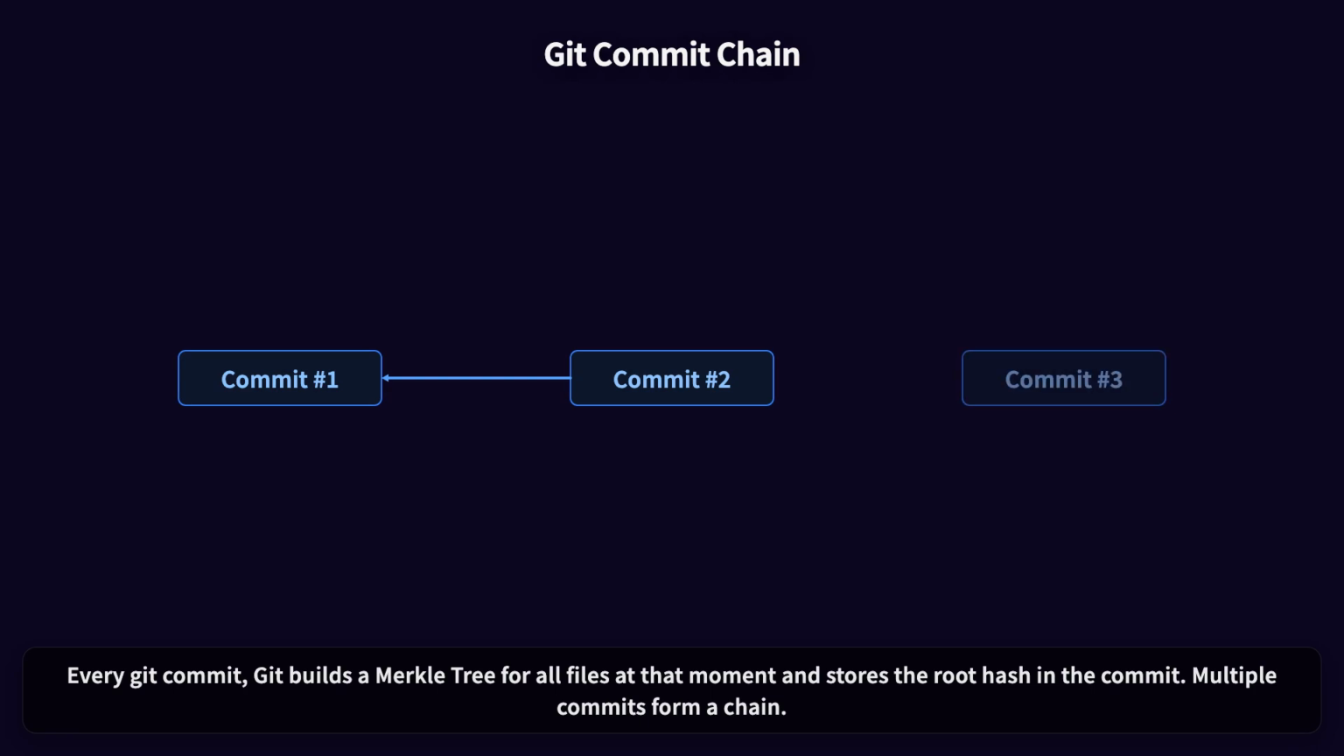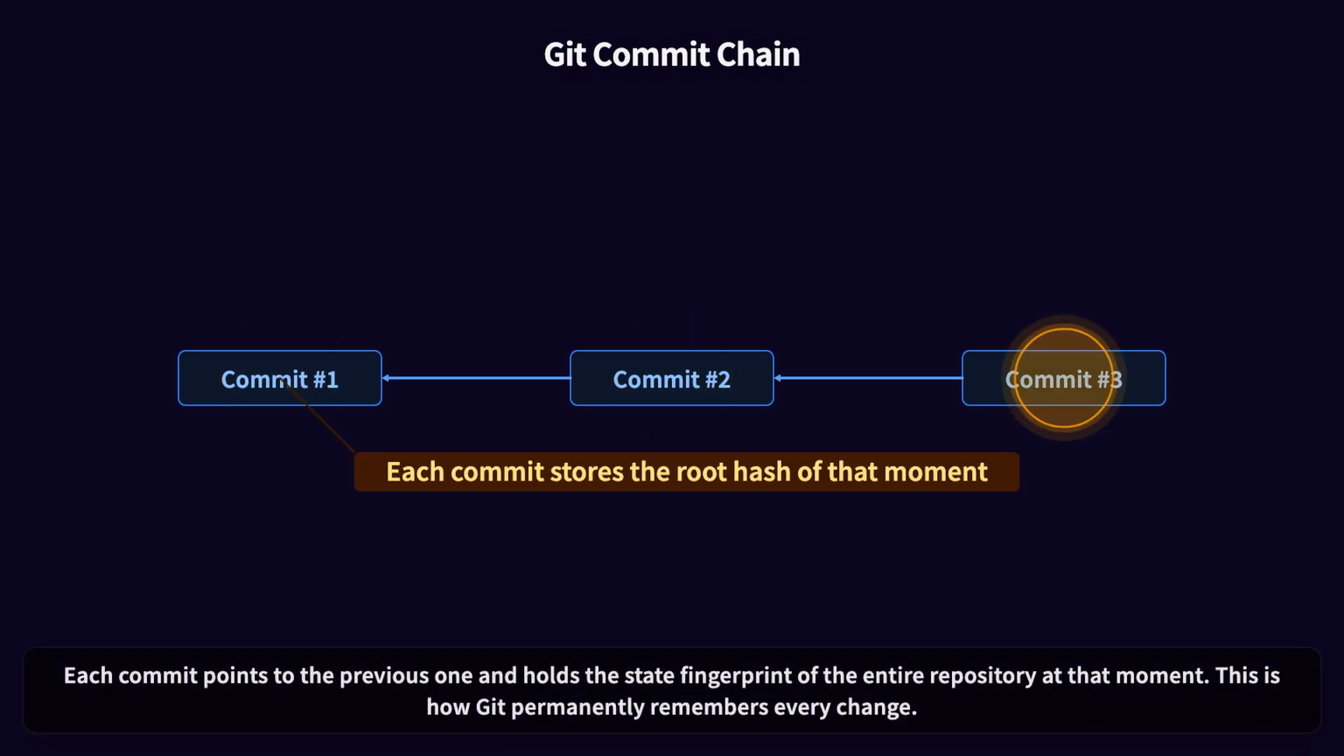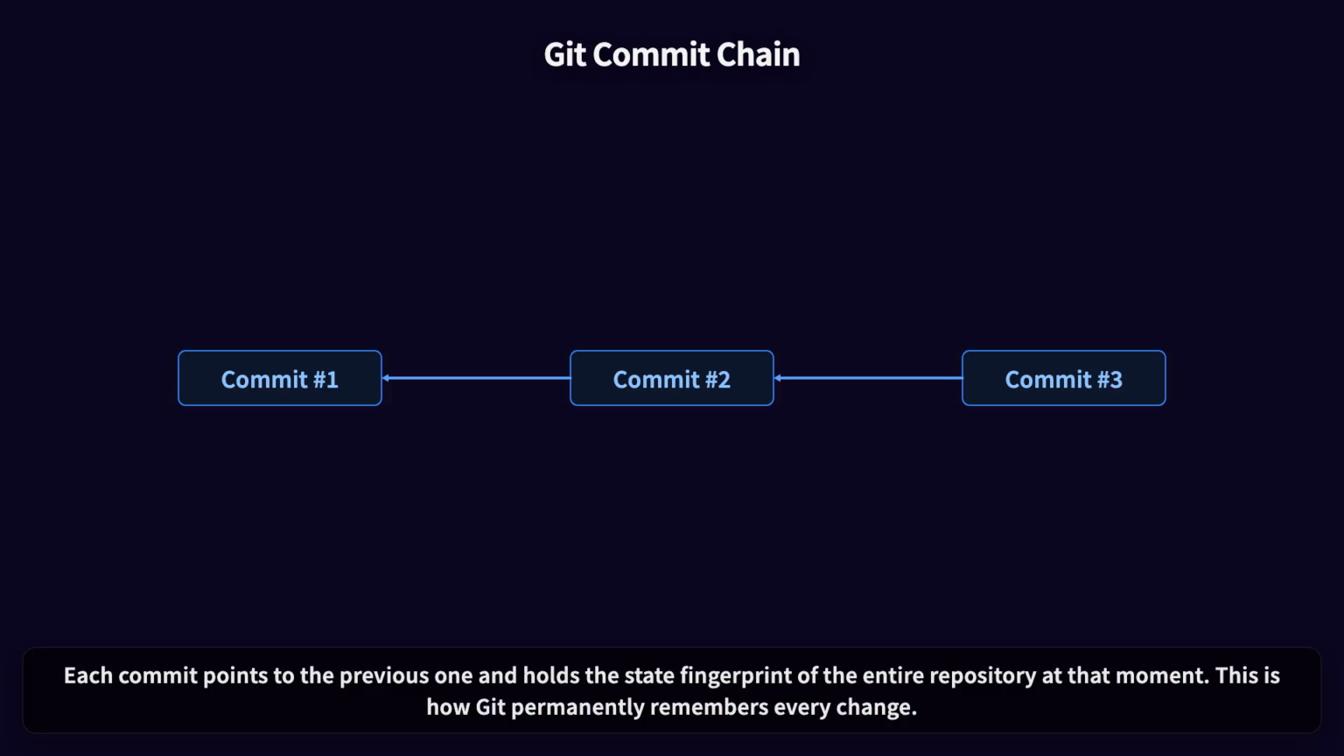With every Git commit, Git builds a Merkle tree for all files at that moment and stores the root hash in the commit. Multiple commits form a chain. Each commit points to the previous one and holds the state fingerprint of the entire repository at that moment. This is how Git permanently remembers every change.